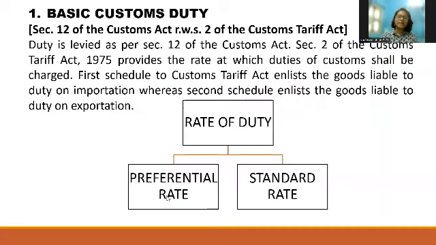Basic customs duty is levied as per Section 12 of the Customs Act, and Section 2 of the Customs Tariff Act 1975 will provide the rate. So Section 12 is your chargeability section, and Section 2 of the Customs Tariff Act 1975 provides the rate at which the duty is being charged. So it is the first schedule as we discussed. The First Schedule of the Customs Tariff Act 1975 provides for the rates of import duty, two rates, standard rate and preferential rate, which is the basic duty that is being charged.